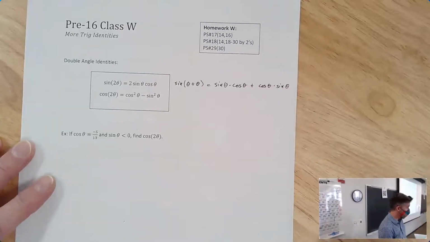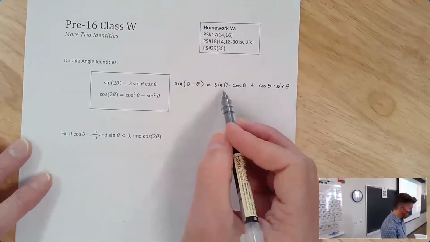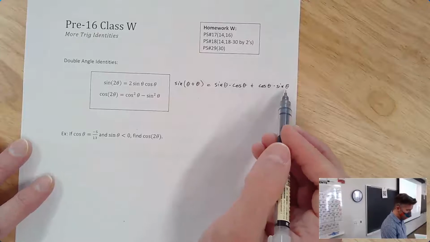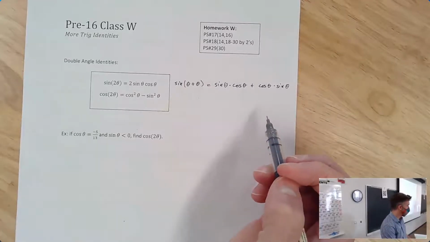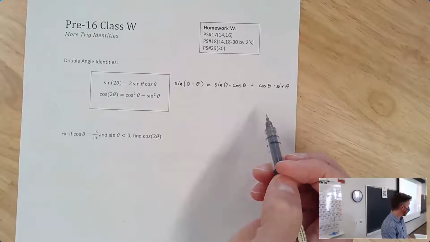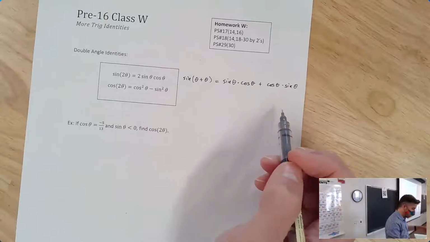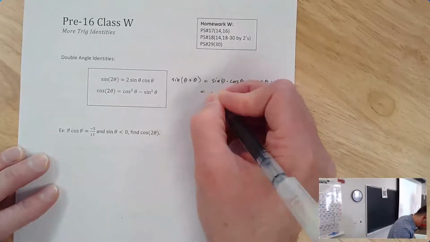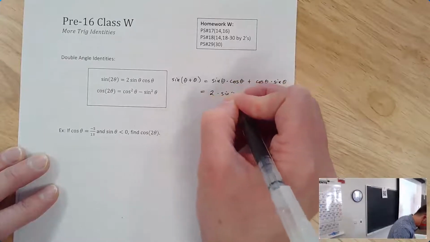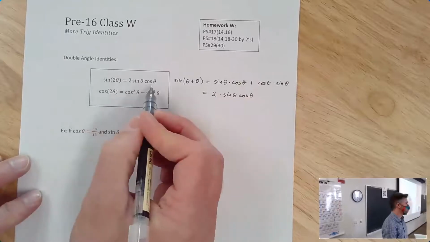Where theta is the A and the B. But look, those are the same. That's sine of theta times cosine theta. That's sine of theta times cosine theta. And if you take something and add it to itself, you have twice it. Right? 5 plus 5 is 10, but 5 plus 5 is 2 times 5. Sine theta times cosine theta plus sine theta times cosine theta is 2 times sine theta times cosine theta. Just like the formula says it is.